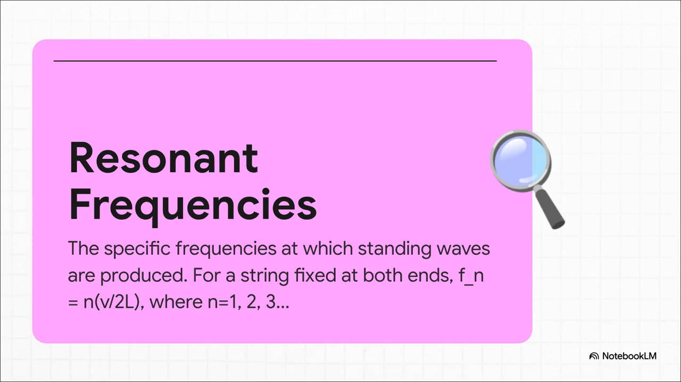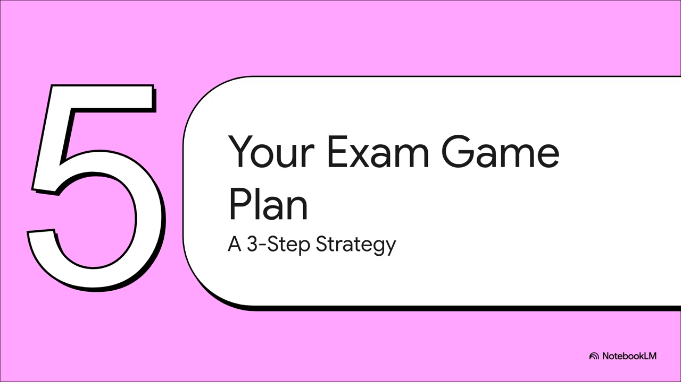Now please, be careful not to mix up the boundary conditions. The case you'll see most often is a string fixed at both ends, like on a guitar or a piano. The rules are different there. For that setup, the allowed wavelengths are lambda equals 2L divided by n, which leads to this formula for the resonant frequencies, or harmonics.